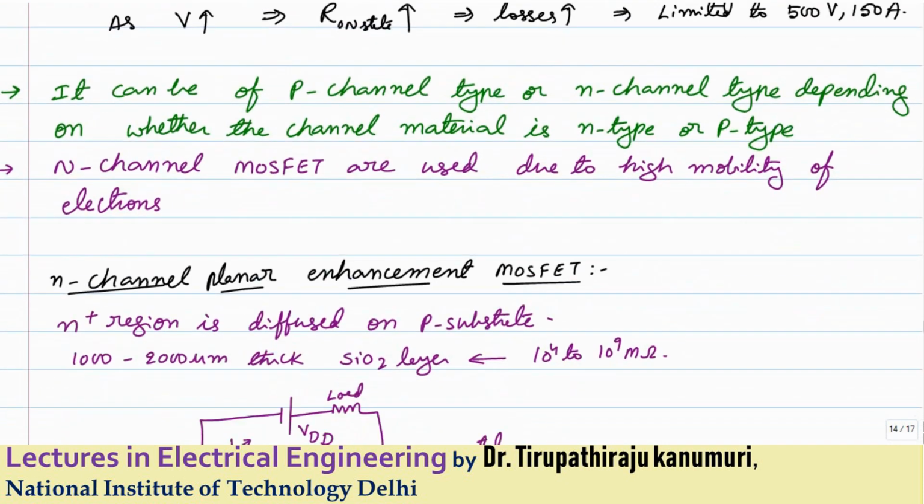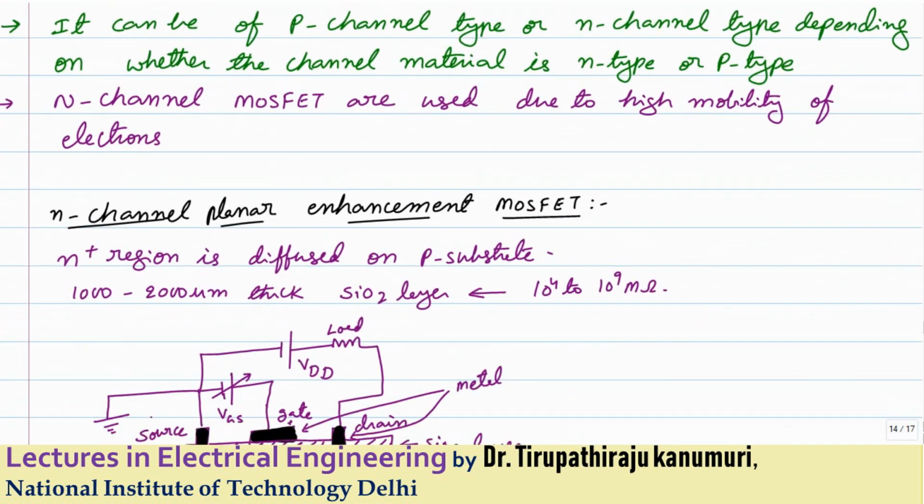This can be either P channel type or N channel type, depending on whether the channel material is N type or P type. But in practice, we always go for the N channel MOSFET. The reason is that N means it has electrons, and the mobility of electrons is higher than that of holes. Because of the high mobility of electrons, we always go for the N channel MOSFET.